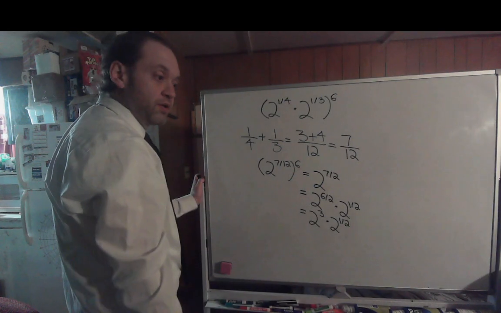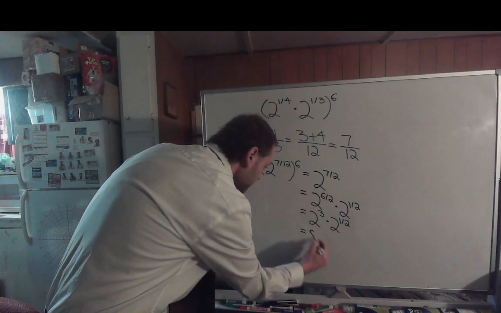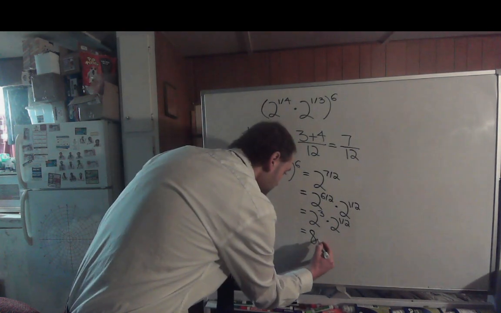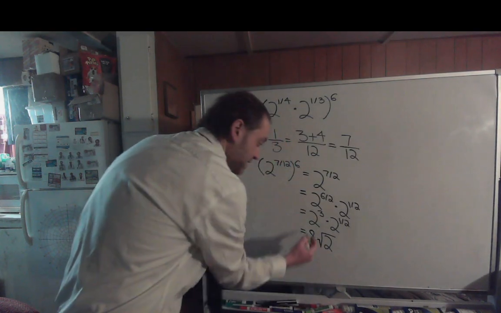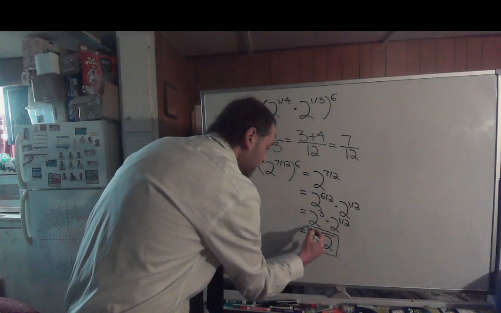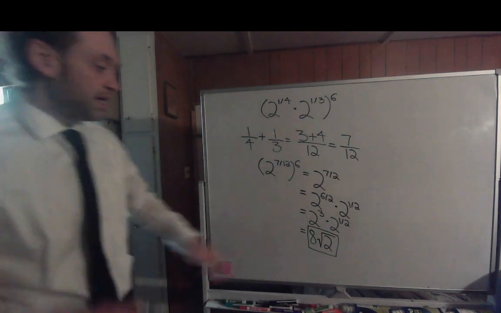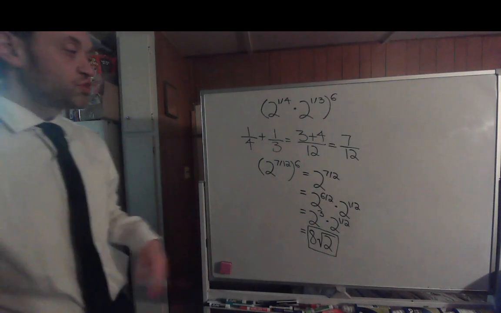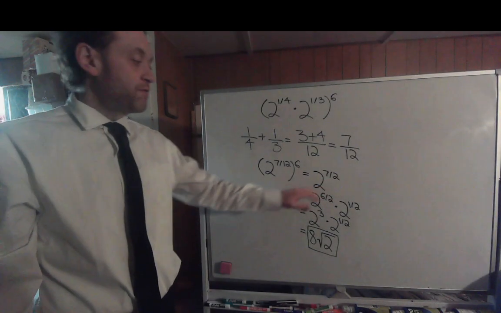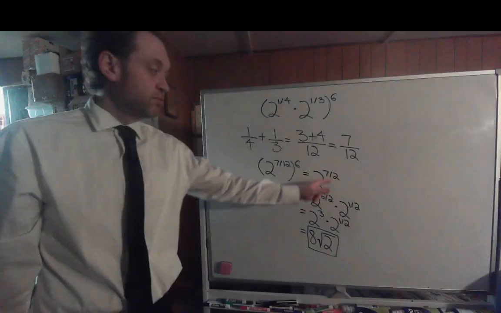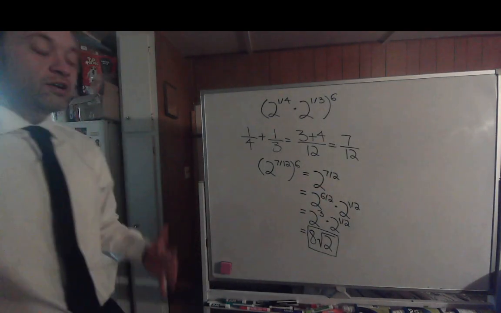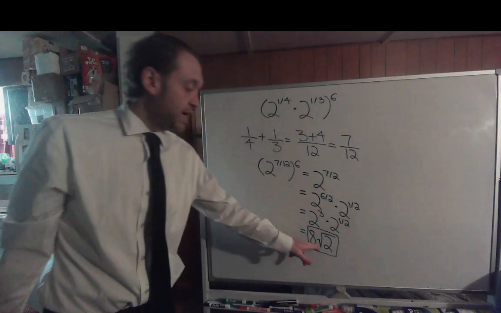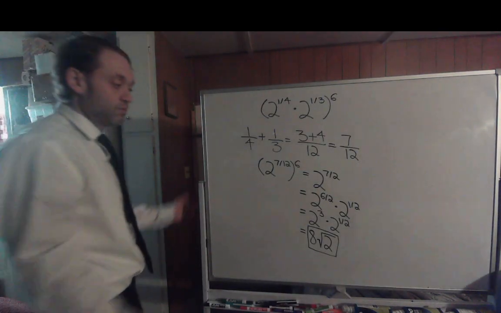Well, what's 2 to the 3rd? That's 8. Then what is 2 to the 1/2? That's the square root of 2. So you literally would end up getting 8 times the square root of 2 as your final answer. So always try, especially when you have a fractional exponent where the numerator is bigger than the denominator, to simplify it as much as you possibly can. This gives you 8 times the square root of 2 in the end as your end result.